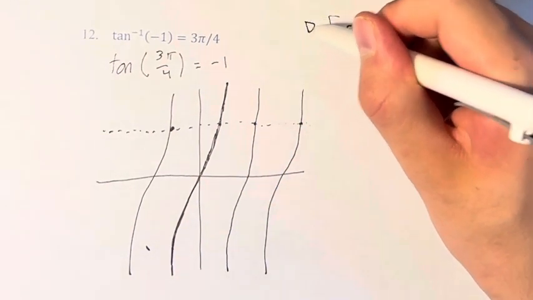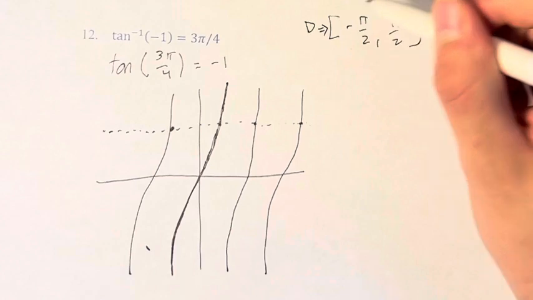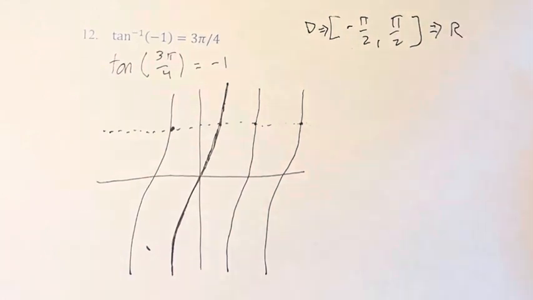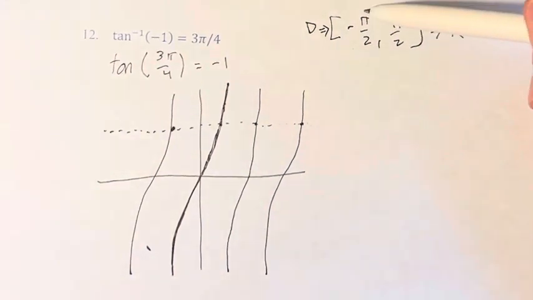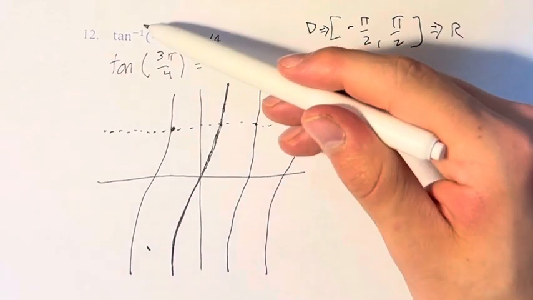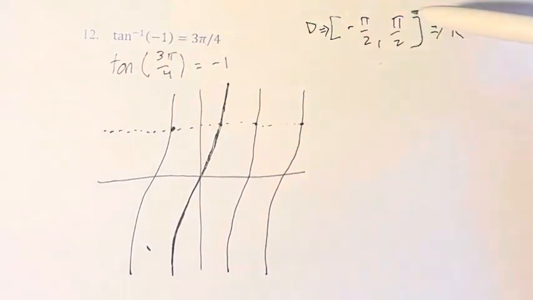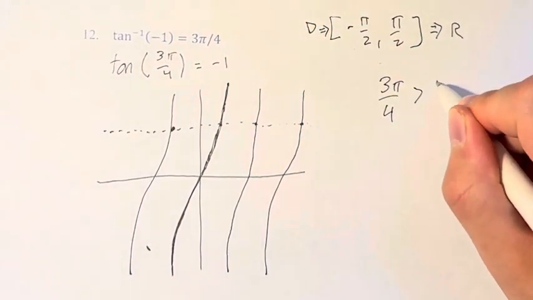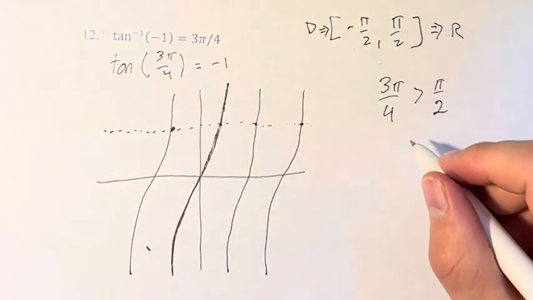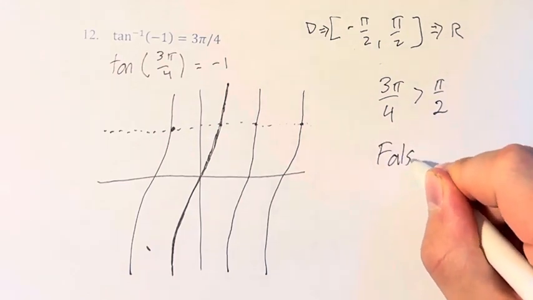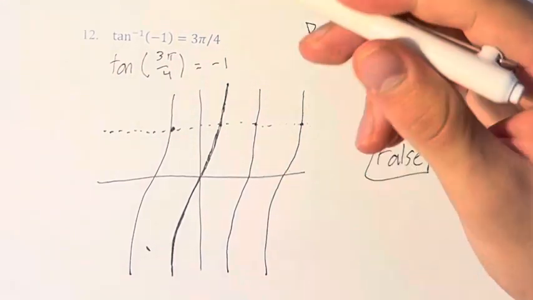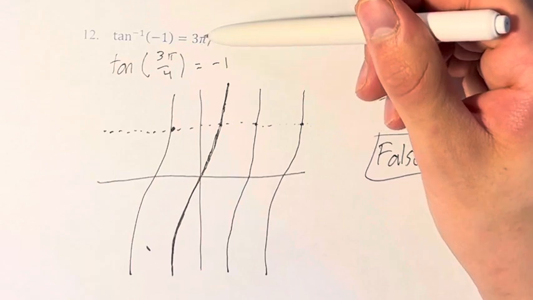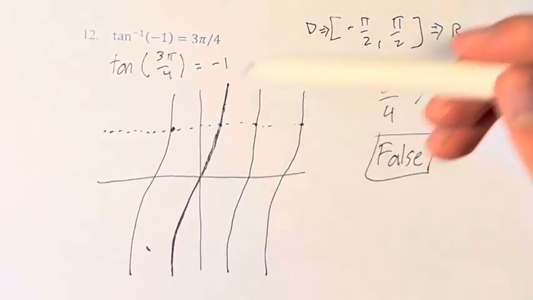If this is the domain of the original function, it's also the range of the inverse, meaning any value that tangent inverse could spit out must be between -pi/2 and pi/2. And 3 pi over 4 is greater than pi/2. Therefore, the statement is false. It is impossible for inverse tangent to give out a value of 3 pi over 4 since it's not within its range.